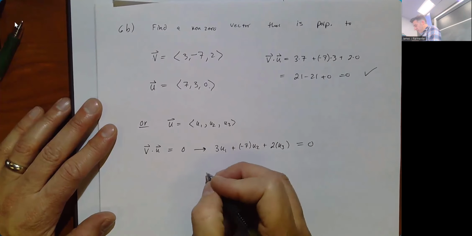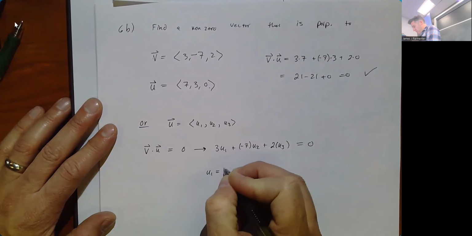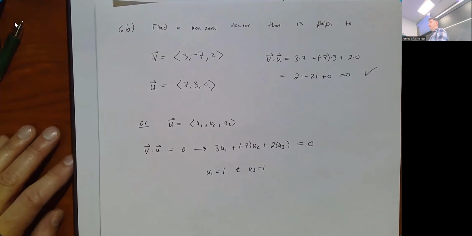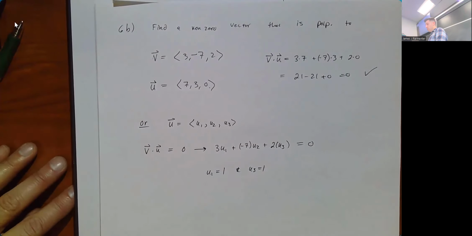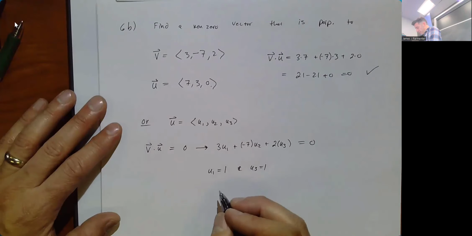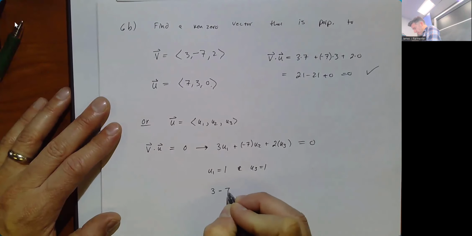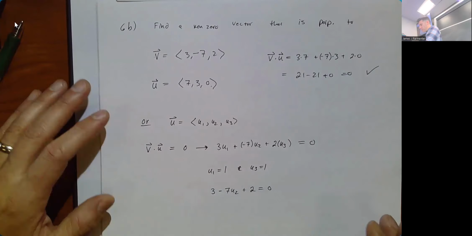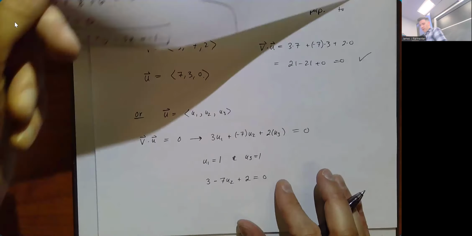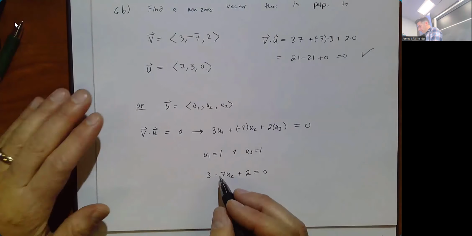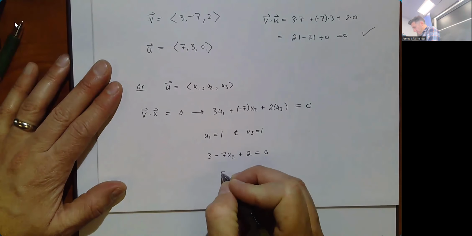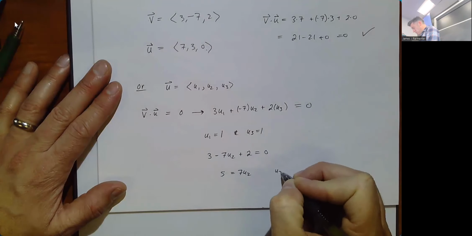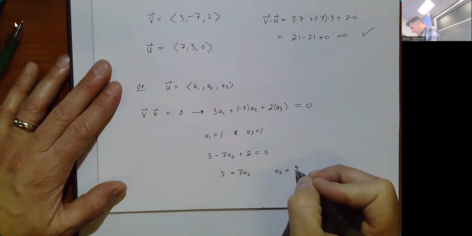Let's say I pick u1 equal to 1 and u3 equal to 1. And then I'm just going to solve for u2. So looking here, I have 3 minus 7u2 plus 2 equals 0. So I can solve here. I can say 3 plus 2 is 5. I can add 7u2 to the other side. So u2 is going to equal 5 divided by 7.